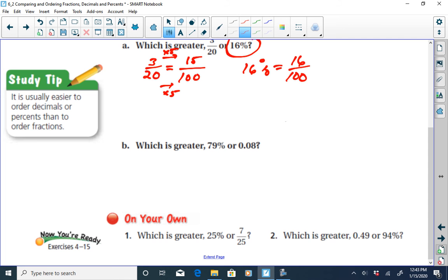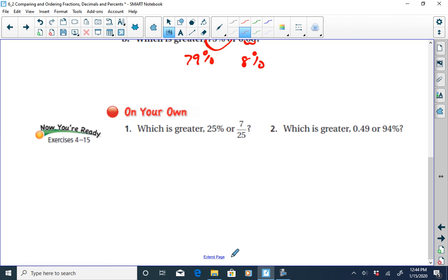Now here, one number is written as a percent, the other is written as a decimal, and it's probably easiest here to write both as a percent. 8/100ths as a decimal is the same as 8% because when we go from decimal to percent, we slide the decimal place 2 places to the right. That is equivalent to multiplying the number by 100. So now we're comparing 79% with 8%. And we know that 79% is greater than 8%. Right? So once again, we have to write the numbers in the same form. Okay?